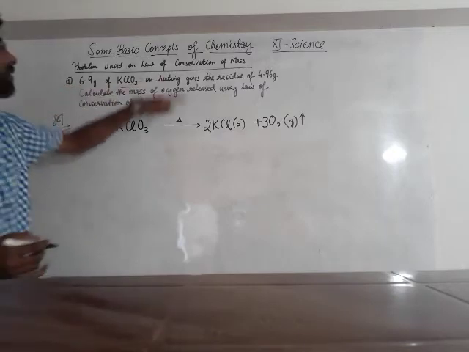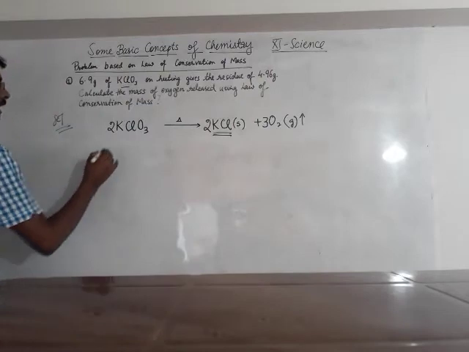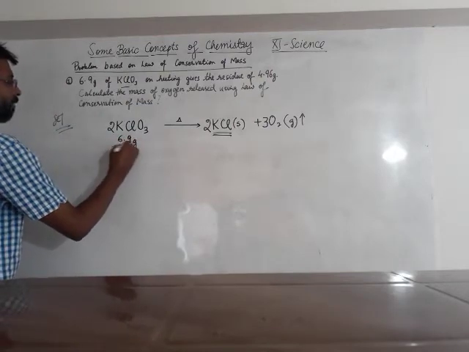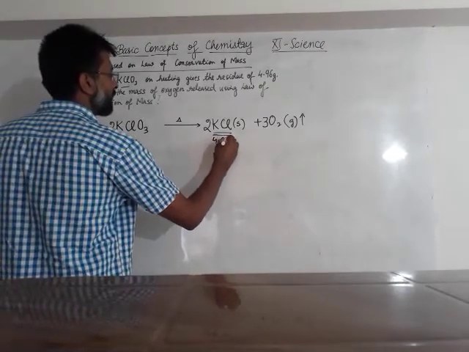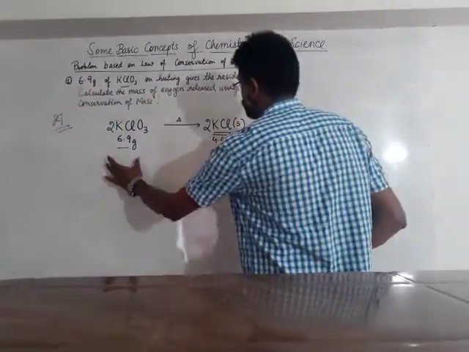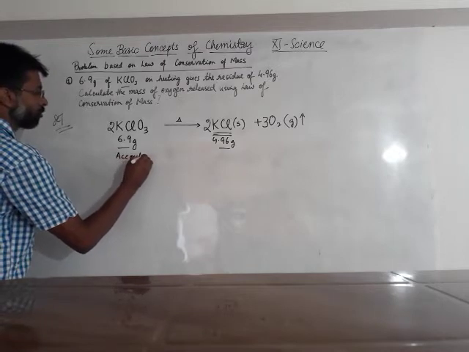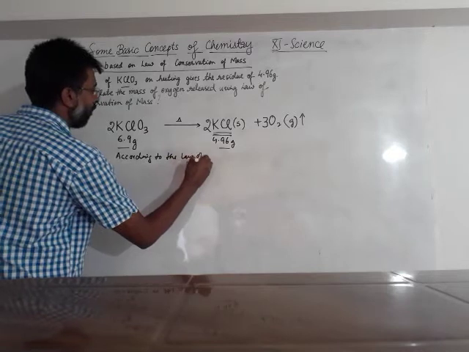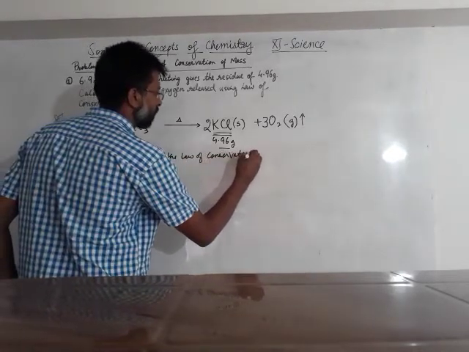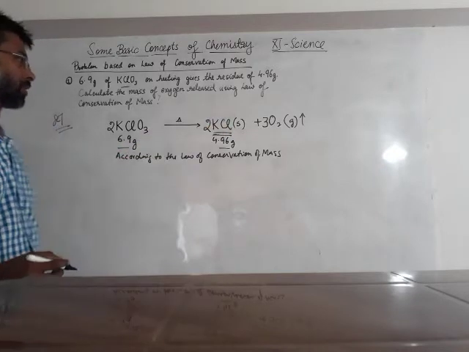6.9 gram of potassium chlorate on heating gives a residue. Potassium chloride is the residue. Residue is 4.96 gram. So I write over here 6.9 gram of potassium chlorate is giving 4.96 gram of the residue, which is potassium chloride. Now we know, according to the law of conservation of mass, the total mass of the reactants should be equal to the total mass of the products. So that is what we are going to do now.